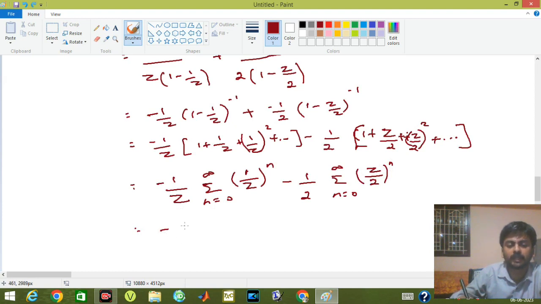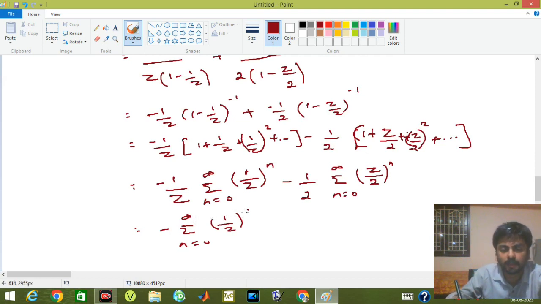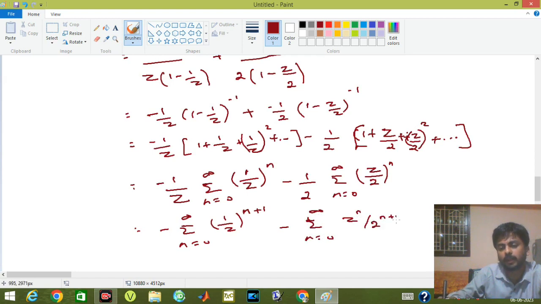So I can take this z inside, or else we can keep it like this: summation n equal to 0 to infinity 1 by z whole power, I think it will be n plus 1, minus 1 by 2, so it will be summation n equal to 0 to infinity z power n by 2 power n plus 1. So this will be our expansion. Better you can stop in the previous step itself.